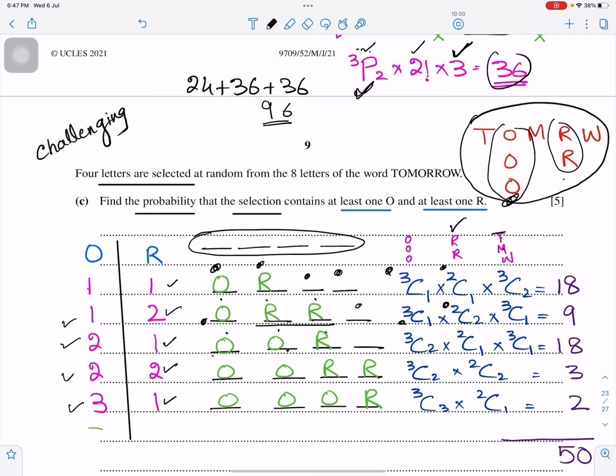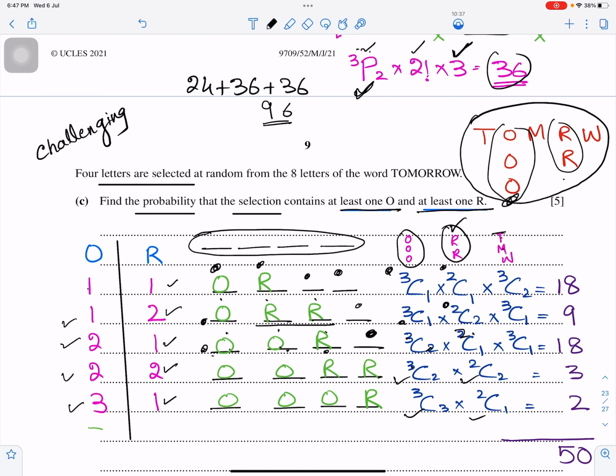Similarly for this one, because there are 2 O's, 3C2 out of 3 O's. Then 2C1 because there are 2 R and you are selecting one. And then for this place, 3C1. Similarly, I have done here 3C2, 2C2, 3C3, 2C1. There is no other letter, so I am not marking it. So when you add it up, it is equal to 50. So there are 50 ways you can select 4 letters which will have at least one O and at least one R. Now we have to calculate the probability of it.